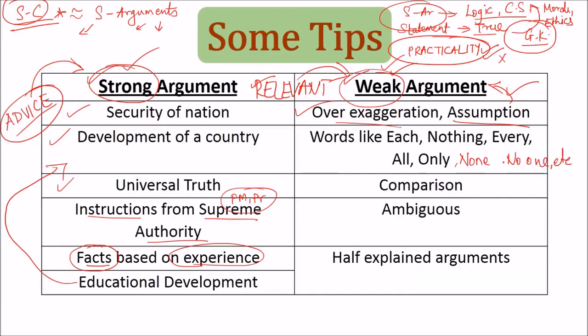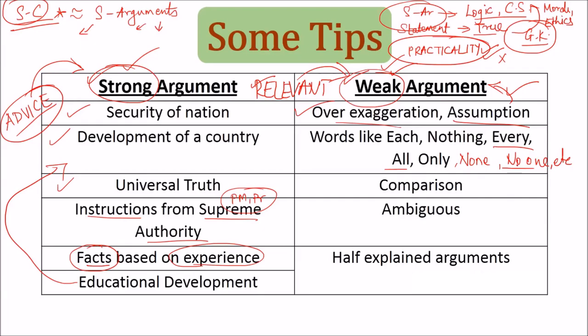These constitute a weak argument. Why? Very simple reason. Not all people or all things are the same or similar. Each individual is different. So including every person, all people, or not including any person, or no people, cannot happen. That makes an argument very, very weak.